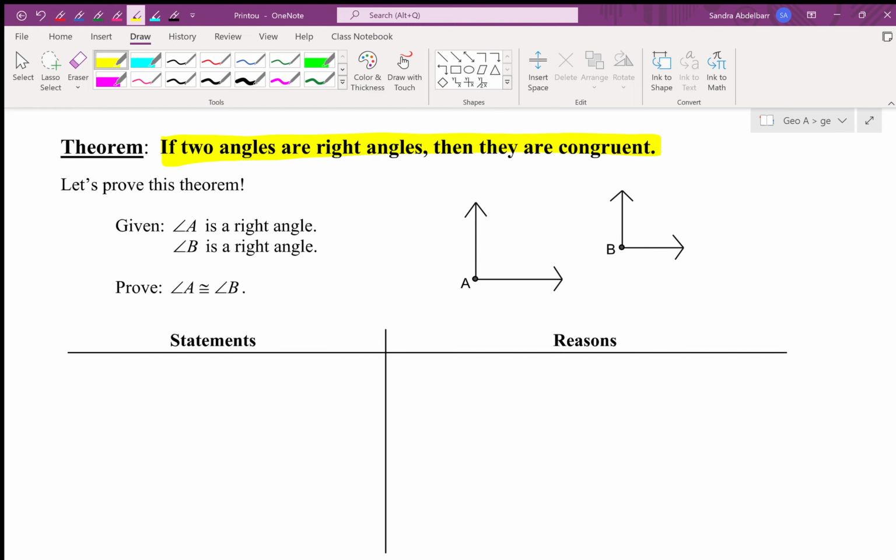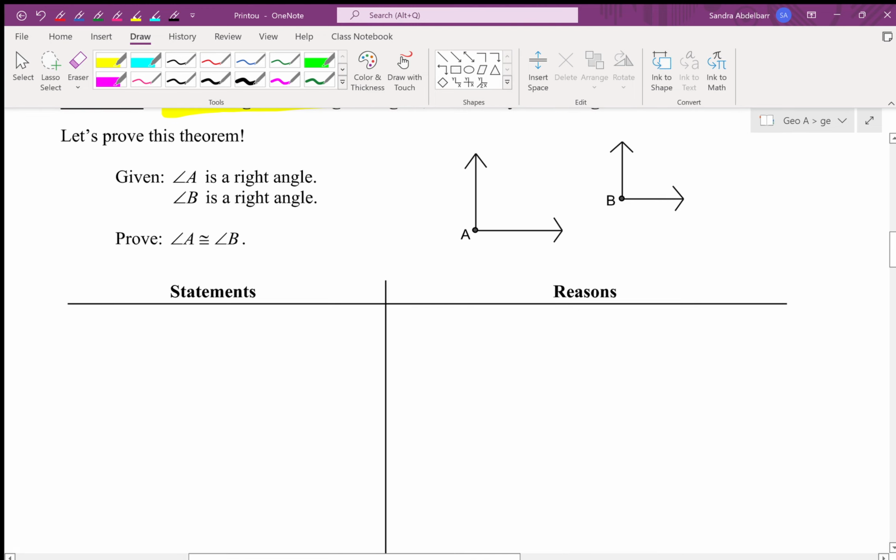Let me show you how this would be used in a proof. Proofs generally look like this. You'll see your given, underneath you'll see what you want to prove, and then you'll have your diagram off to the side. And I've set up our statement-reason proof. The first piece of given is angle A is a right angle. The second piece of given is angle B is a right angle.